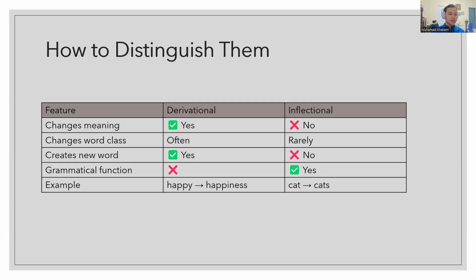And then, does it change the grammatical function? If it doesn't, then it's derivational. If it does, it's inflectional. So, for example, happy to happiness, it's still the same word. It's still happy, but it's different. It is now a noun, as in happiness, instead of an adjective, happy.